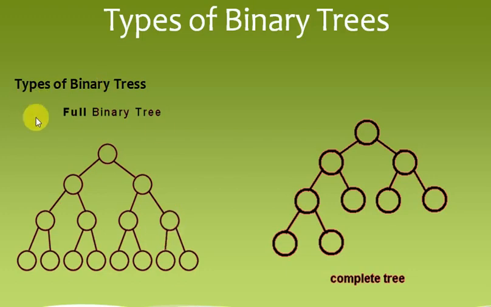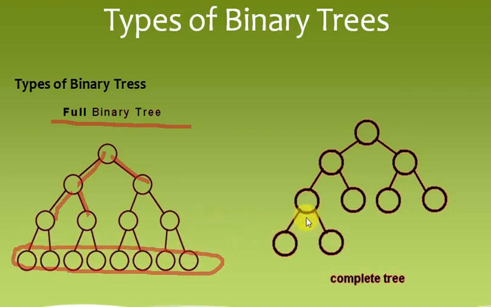This shows the full binary tree. In a full binary tree, you can see that every node has two children, and the most important thing is that all the leaves are full. And here in the complete binary tree, we can see that every node has two children, but the leaf level is not full. Okay, so this is a complete binary tree, and this is a full binary tree.